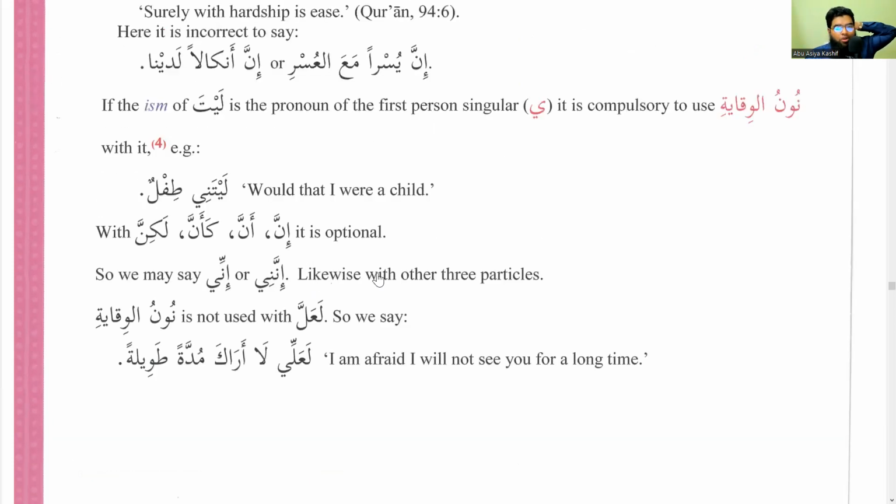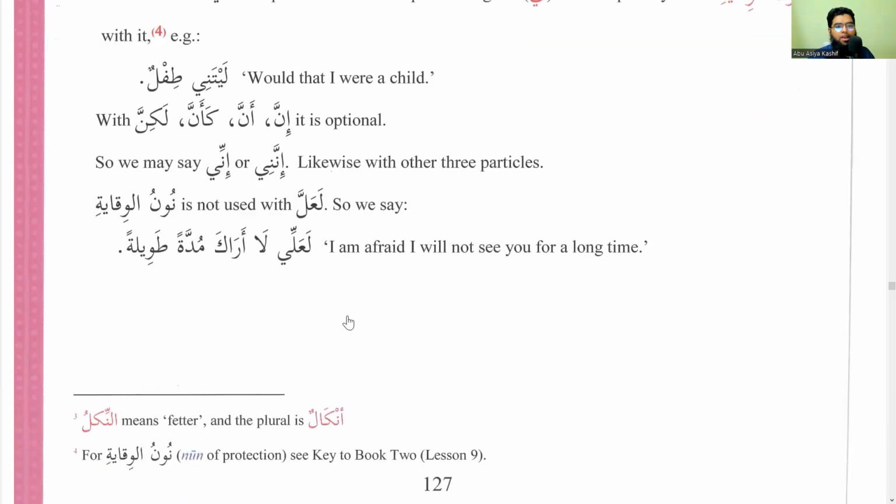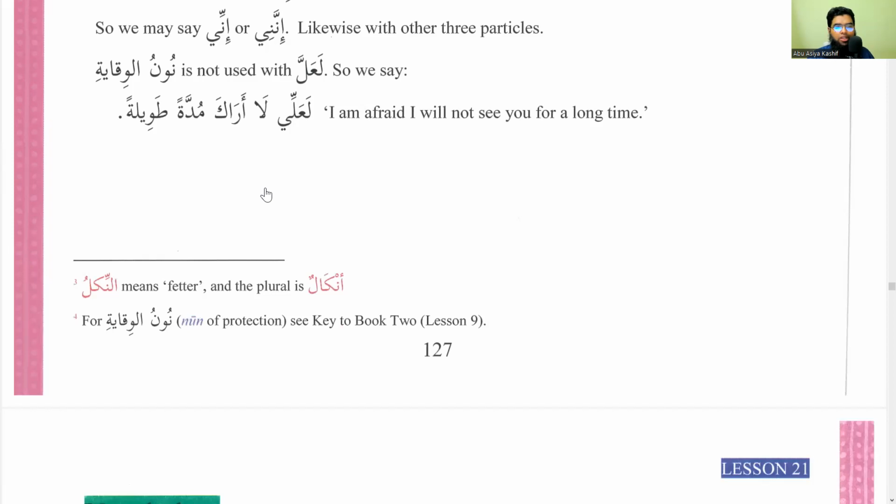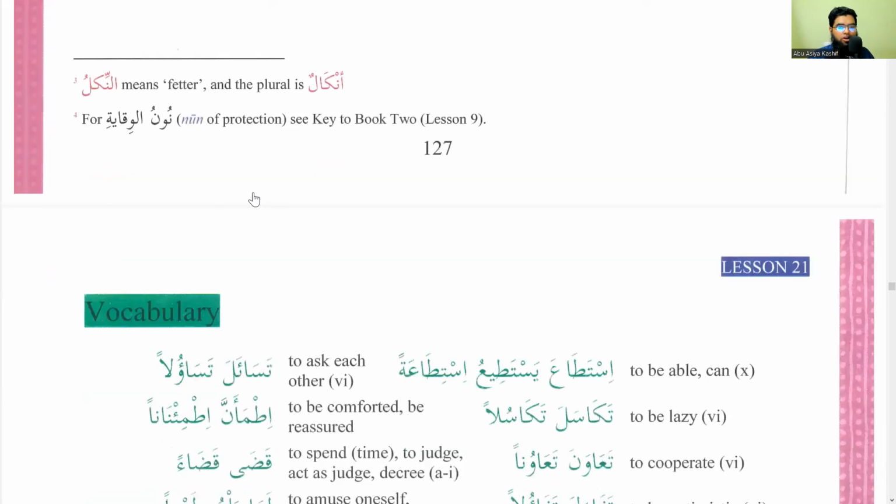So with laita you should add the noon because there's no noon already. But with lakinna, kanna, inna, they already have a noon. You can add, you can delete, your choice. But with la'alla, don't add because it's so difficult. La'allani, right? People didn't like it, they left it. La'alli la araka muddatan tawilan. I'm afraid I will not see you for a long time.